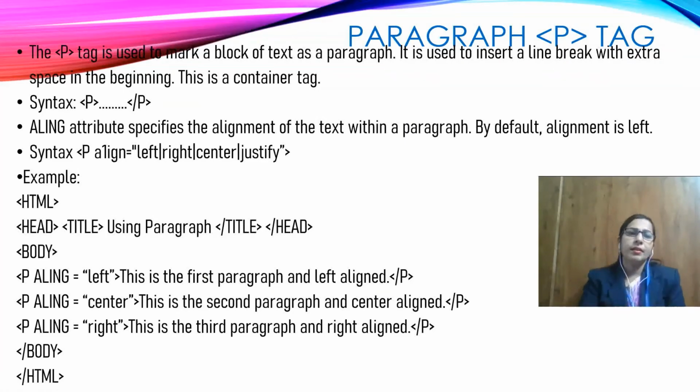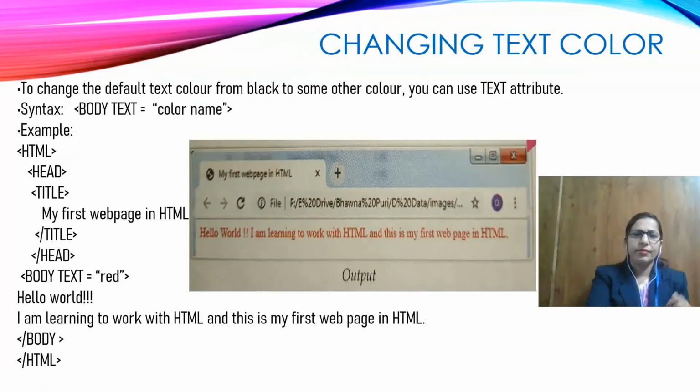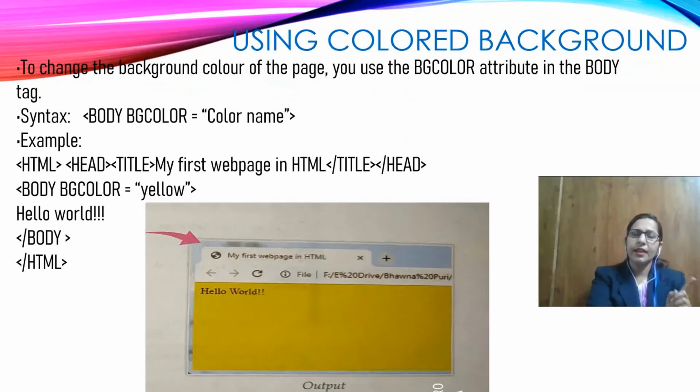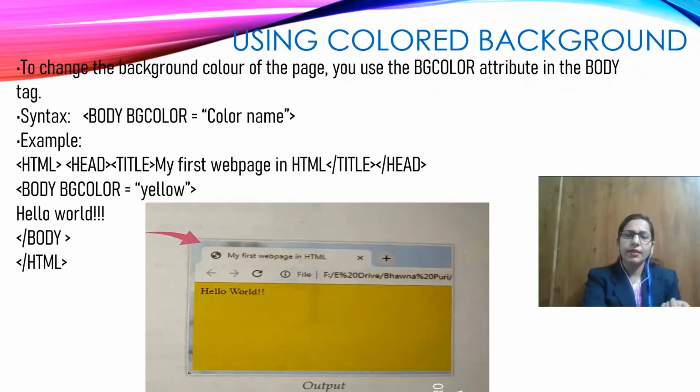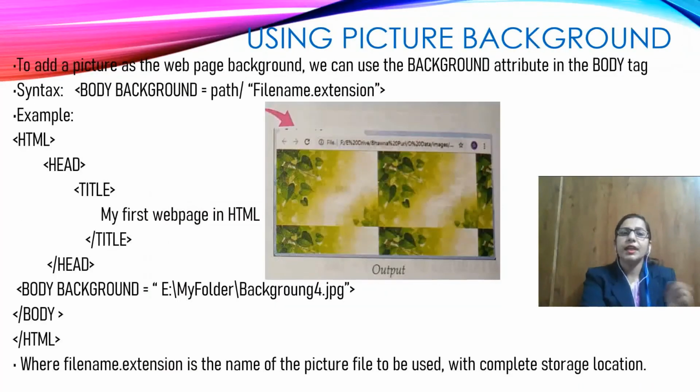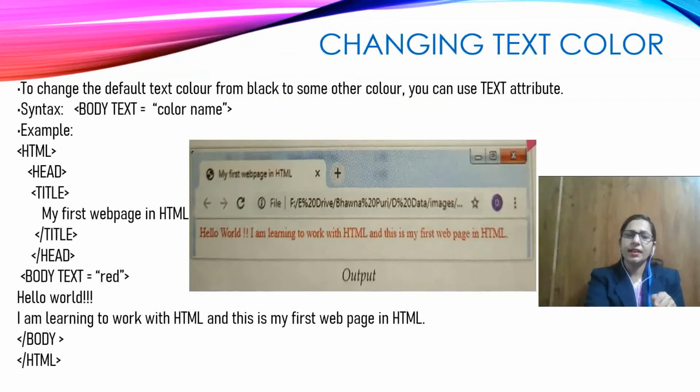Okay, p tag. First is the body tag. In the body tag we use some attributes. First one is to change the background color, that is bgcolor. To set a picture as a background, the attribute is background. And next is to change the text color of our web page, that in body, the attribute is text.